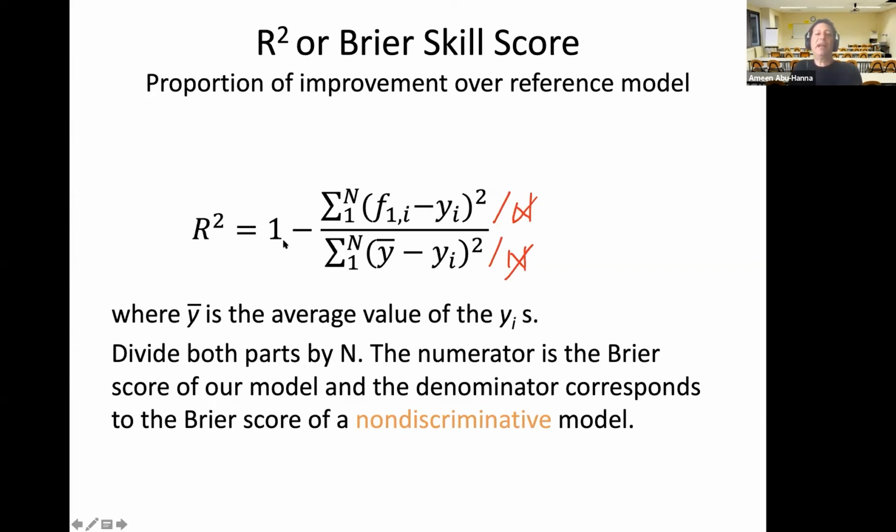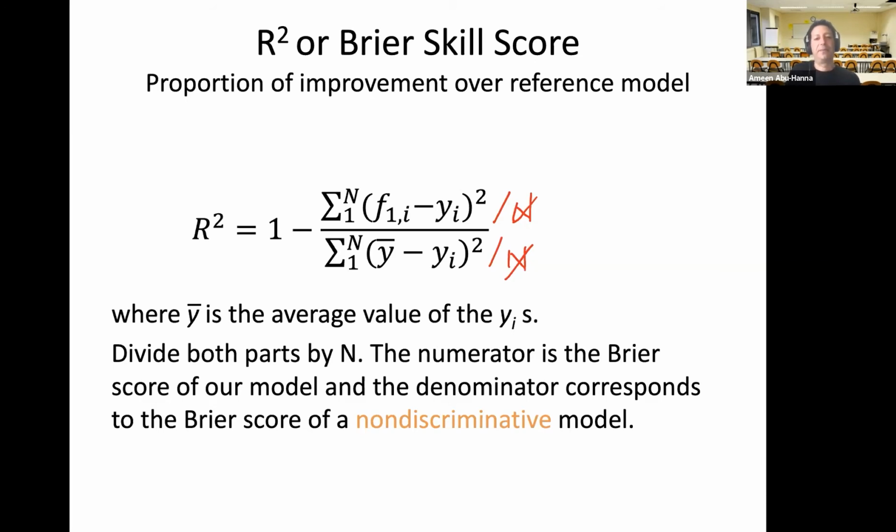The maximum that I can receive is 1. If my model is perfect, my Brier score will be 0. 0 divided by something is 0, so it'd be 1 minus 0, which is 1. So it goes between 0 and 1. And actually, I have even cases where the new model was worse than the reference model, and then you get a negative number, which, of course, you hope not to get, but it is possible. Any questions about the Brier skill score?